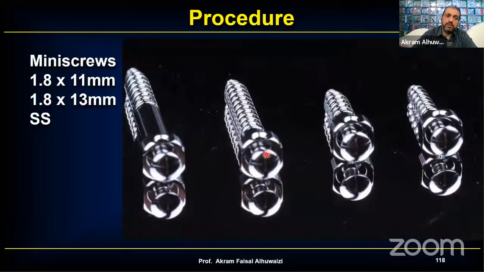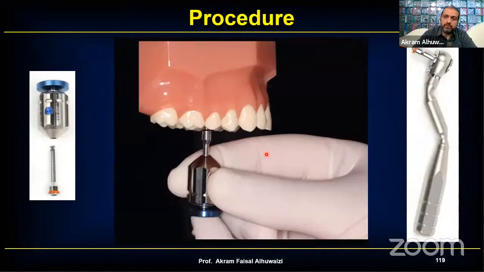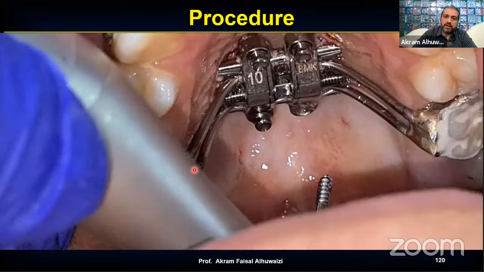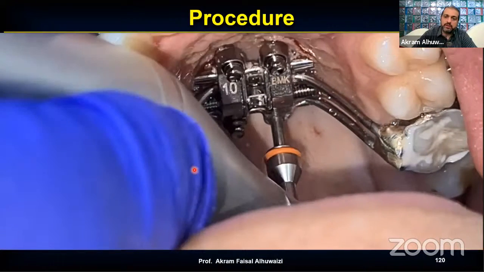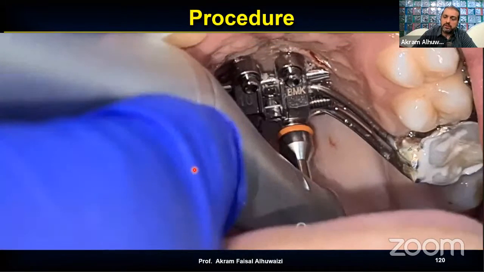And you select the mini screws. Usually they would provide you with 11 or 13 millimeter screws. You can choose whichever you like, and you would screw them in. You can use the mini screwdriver, but I personally don't like the mini screwdriver. And you can use the handpiece like this one and just screw it in immediately. But I still don't do that anymore.